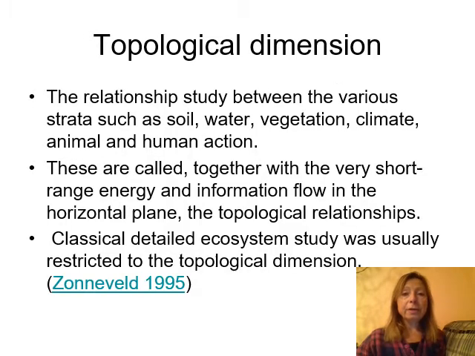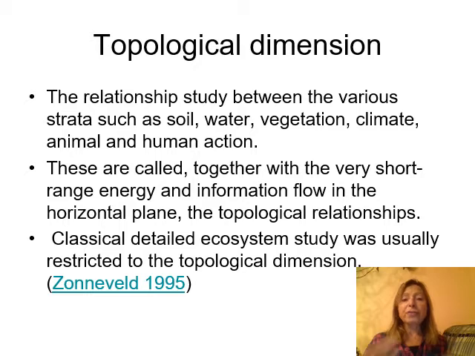So in the topological relationship, we study connections between various strata, such as soils, water, vegetation, climate, animals, human actions. These are called together with a very short-range energy and information flow in the horizontal plane, the topological relationship. So classical detailed ecosystem study has been typically restricted to the topological dimension, and some of you probably heard about topological dimensions in GIS classes or in some other geography classes.